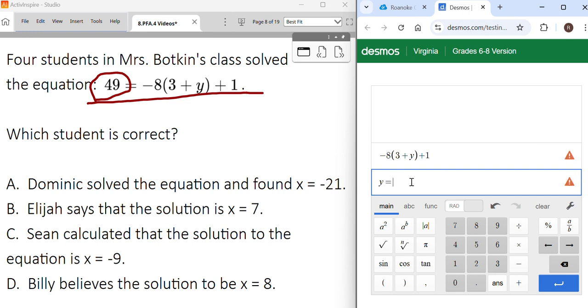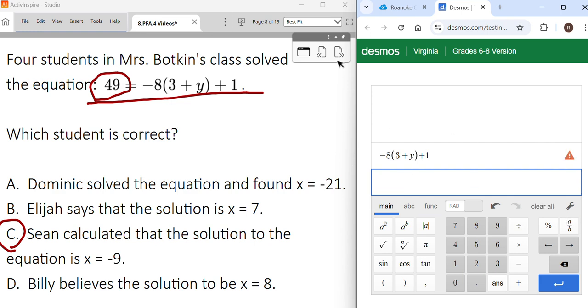Let's try Sean. Sean calculated that the solution was y equals negative 9. I think Sean might be the winner chicken dinner because he got negative 49, and that's what we were looking for. But let's go ahead and give Billy a chance because we don't want to just dismiss Billy. Billy thinks it's 8. Yeah, that didn't work either. So a great way to check a problem like this when you're given solutions is to just put it straight in the calculator and give it a try.